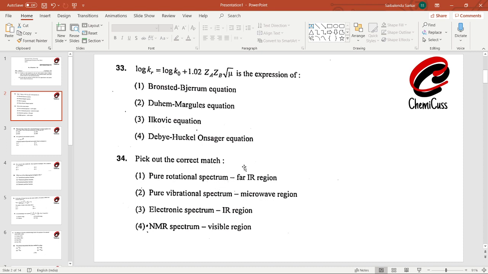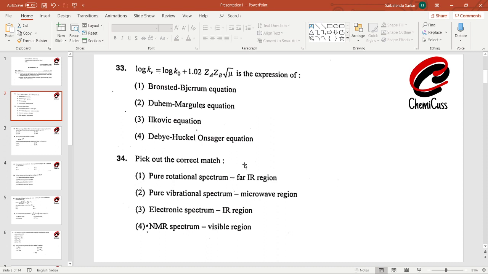Now, if we just go by the trend of energy, we know that gamma rays have the highest energy, then come the X rays, and then the UV-Vis, and then IR, and lastly microwave. And after that, if we go further lower in energy, then you can find the NMR, that is radio frequency.